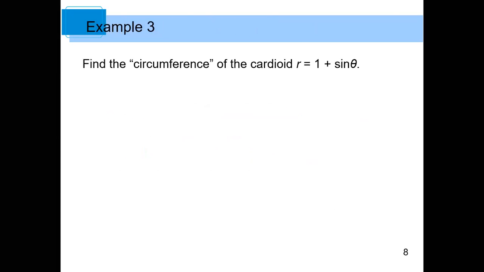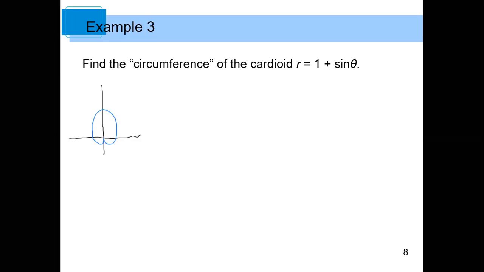Okay, so let's use this to find the circumference of the cardioid. This is the upside down cardioid. It has the dimple of the heart sort of at the bottom of the thing. Okay, it looks like this. We want the circumference of the cardioid, which basically means the arc length of this thing, correct?